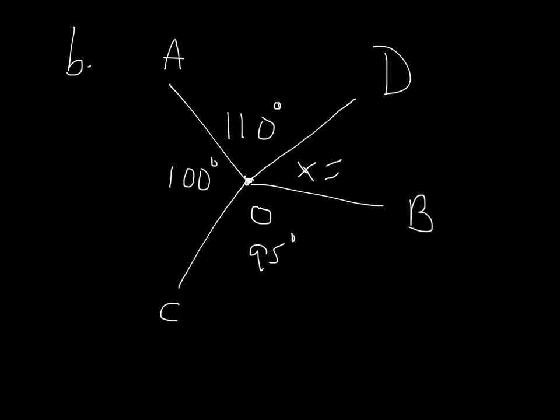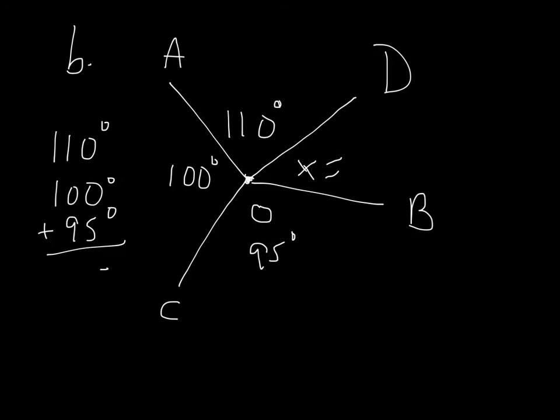Okay, I hope you've taken some time to figure that out. Let's look and see. I think the first thing we need to do is to calculate the total of the angles we know. We know we have 110 degrees, 100 degrees, and 95 degrees. And so if we add all those up, then we recognize that what we have is actually 305 degrees.